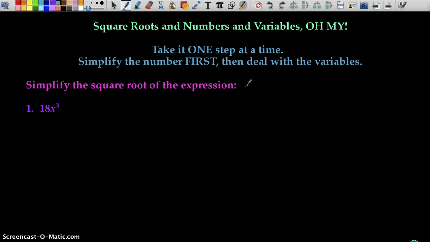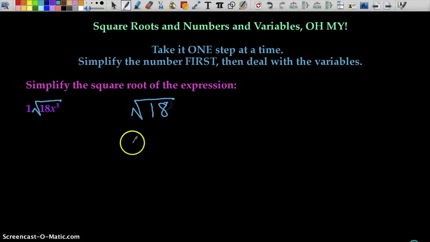All right, so square roots and numbers and variables. Oh my! Wizard of Oz, anyone? Take it one step at a time. We're going to simplify the number first and then deal with the variables. All right, square root of 18, we did this earlier, so I'm throwing that square root in there. This computer doesn't make those symbols, so I have to do it myself.